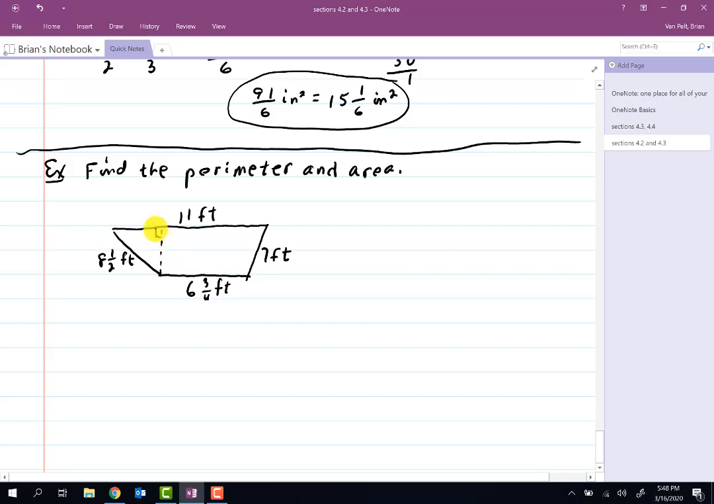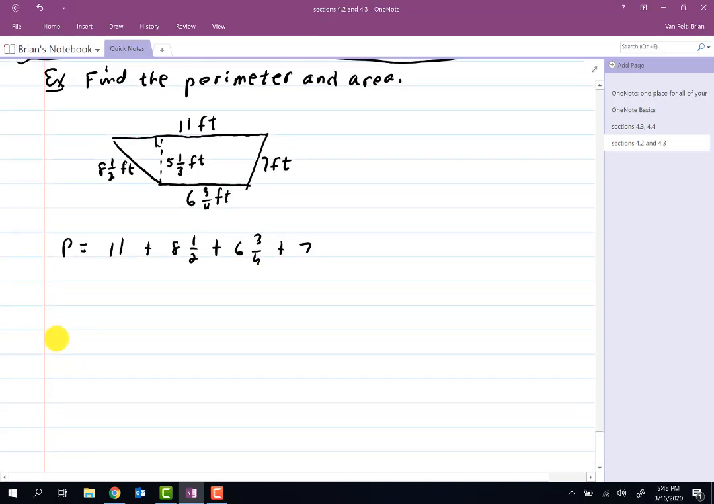Sort of upside down, so we're going to have to reacclimate our bases and things like that. So I'm going to have 5 1/3 feet for that one. So let's go ahead and get the perimeter. Here, there's no real formula other than just add up all the sides around the outside. So I'm going to have 11 plus 8 1/2 plus 6 3/4 plus 7.